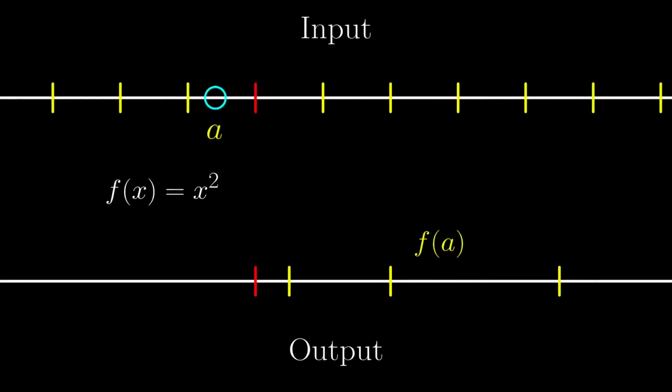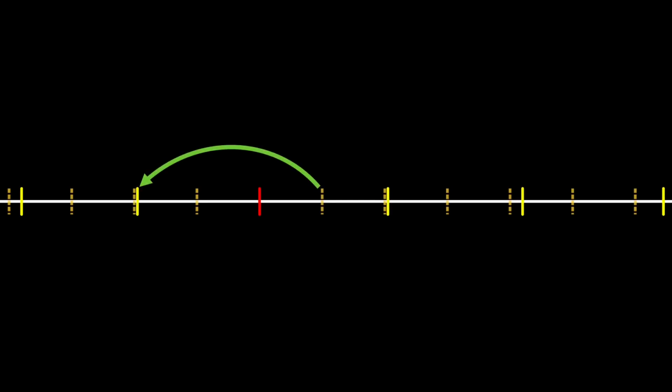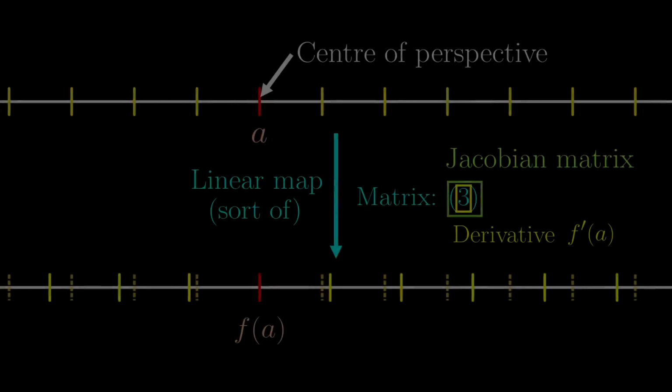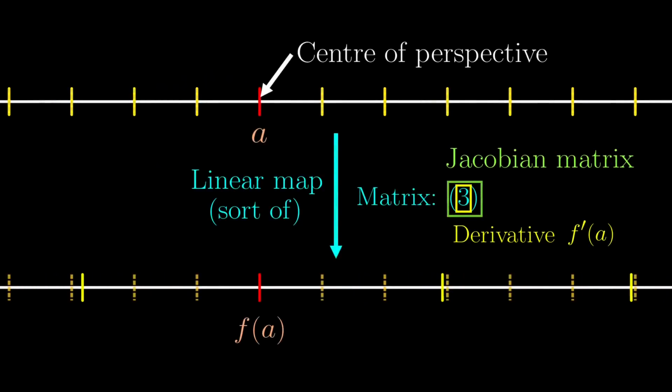If we have moved a somewhere else instead, then the function near a looks like this, and there is even some sort of reflection involved. Points on the right of the red points go to the left of it with a scale factor of 2, so we can approximate this with a linear map with matrix -2 and the derivative is -2. Even for the same function, the Jacobian and the derivative can be different depending on a.